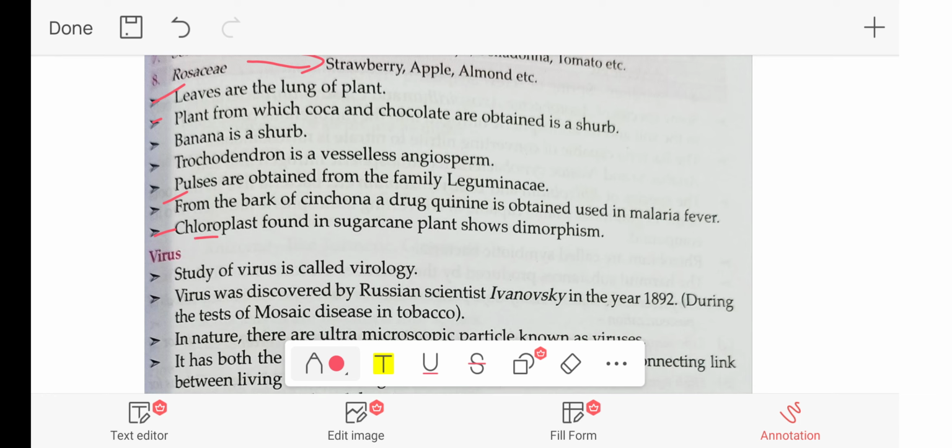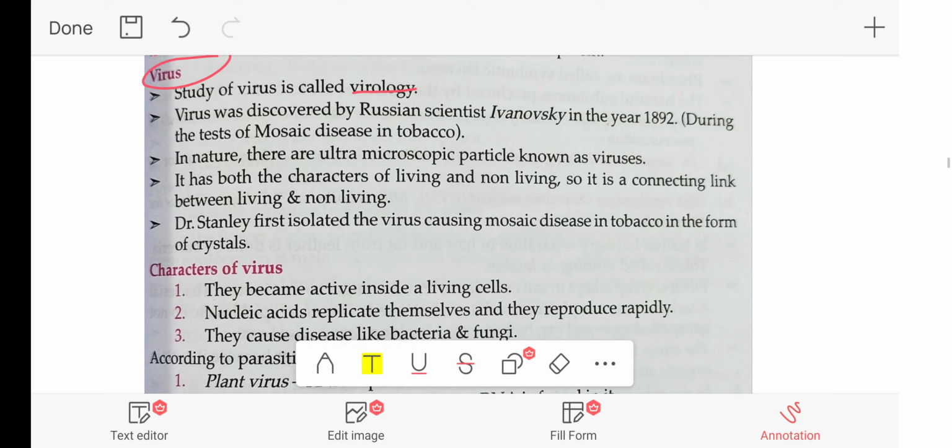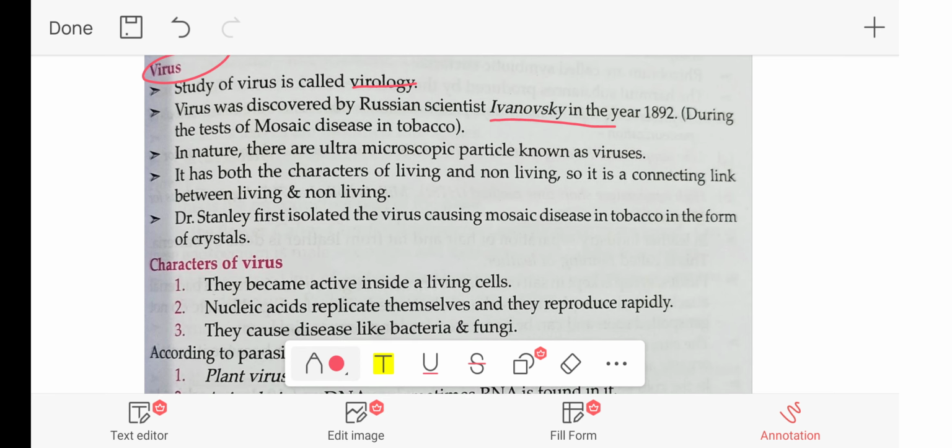Virus. Let's read about virus now. The study of virus is called virology. Virus was discovered by Russian scientist Ivanovsky in the year 1892 during the study of mosaic disease in tobacco. In nature, there are ultramicroscopic particles known as viruses. It has characters of both living and non-living, so it is a connecting link between living and non-living. Dr. Stanley first isolated the virus causing mosaic disease in tobacco in the form of crystals.